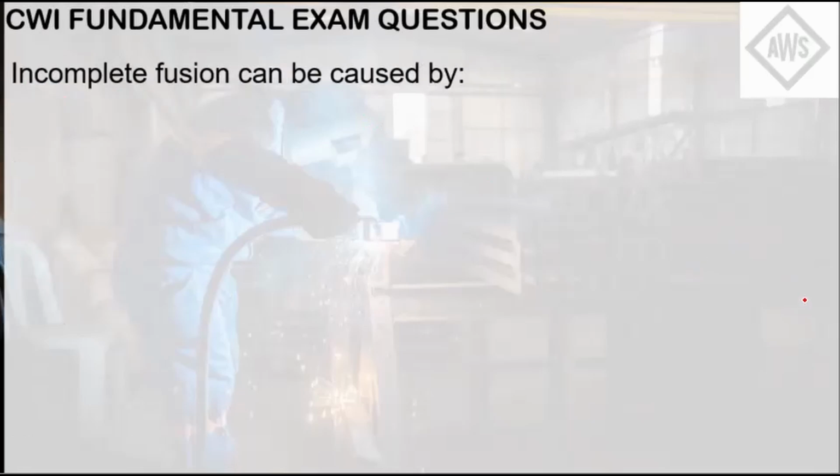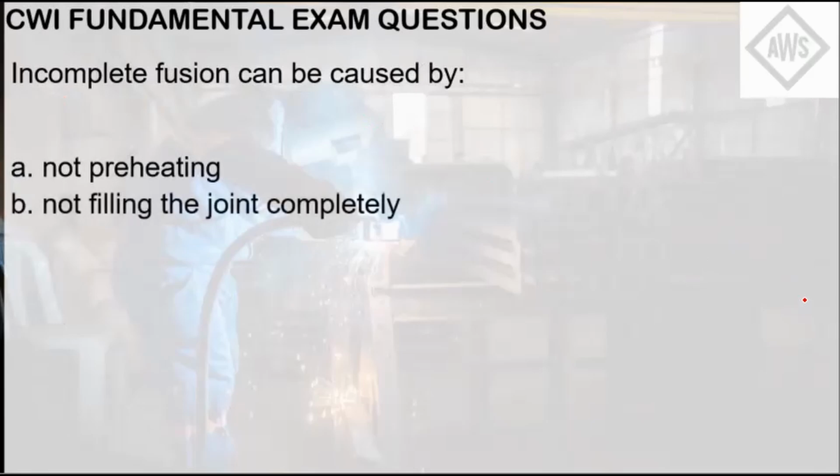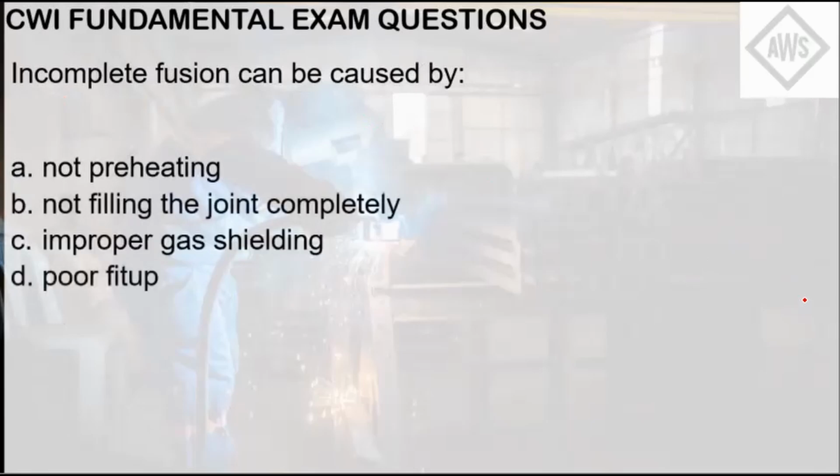Incomplete fusion can be caused by letter A, not preheating, B, not filling the joint completely, letter C, improper gas shielding, letter D, poor fit up, letter E, excessive amperage. So incomplete fusion here is affected by poor fit up. So the answer here is letter D.